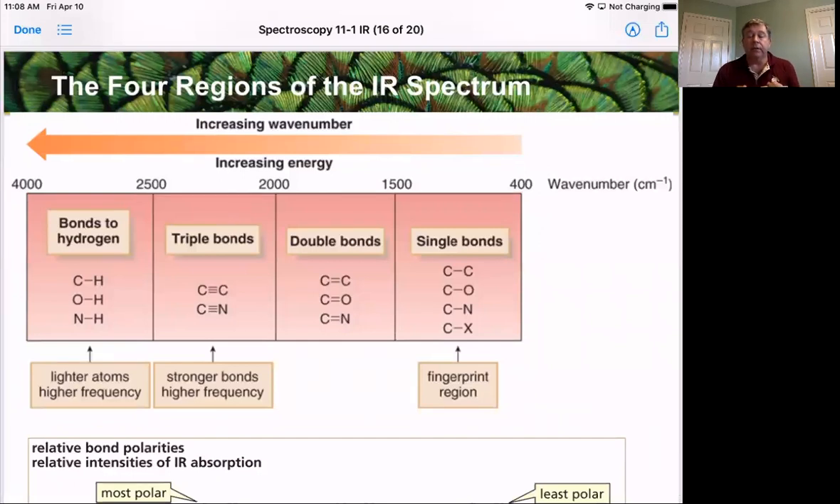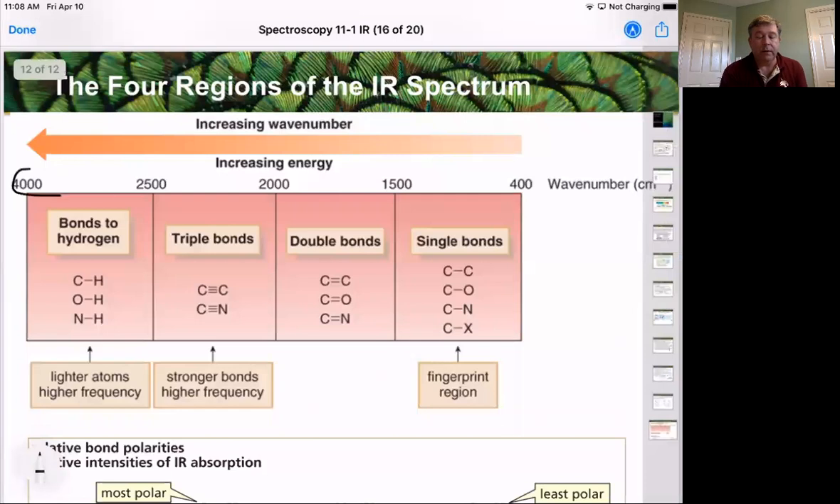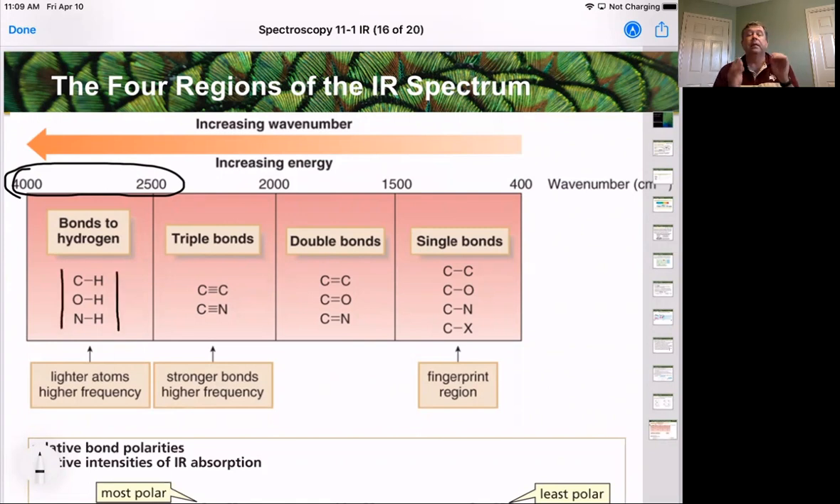Okay, so these are the 4 bands of IR you should be familiar with. First band here is this upper band between 4,000 and 2,500 wave numbers here. This is a big atom with a small atom, and therefore it has a high frequency that it vibrates at, and it's a high energy frequency, okay? So these light atoms vibrate at a higher frequency and therefore have a higher energy. So think of it as a heavy atom with a small atom giving us this bond. And so all of our CH stretches will be there, all of our OH stretches will be there, and all of our NH stretches will be there.